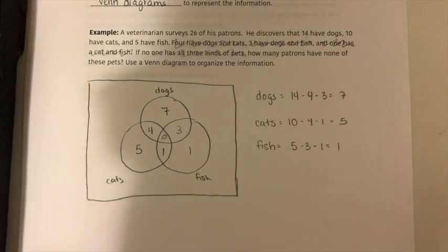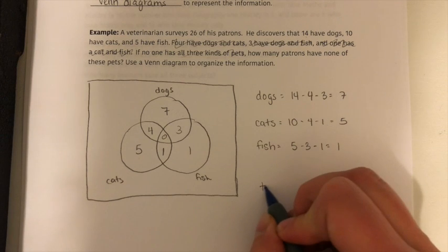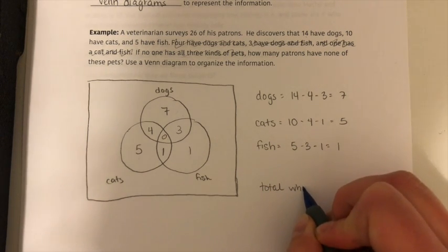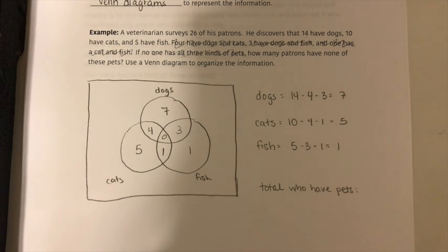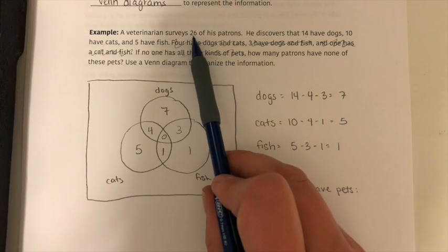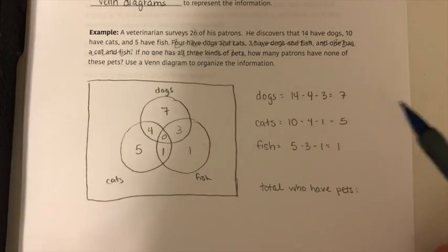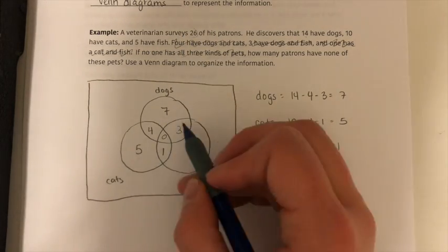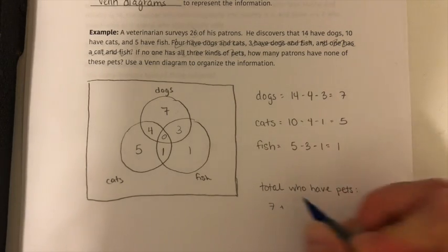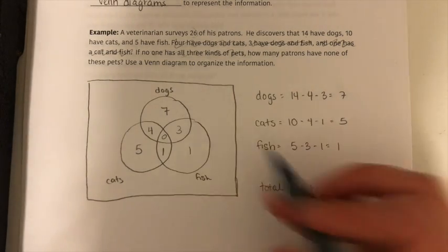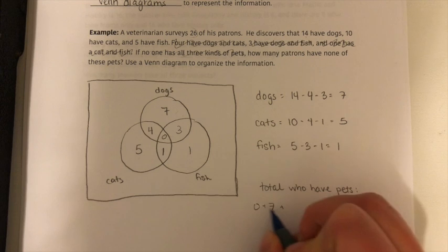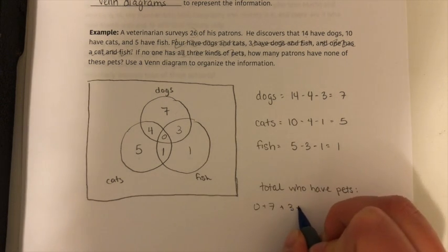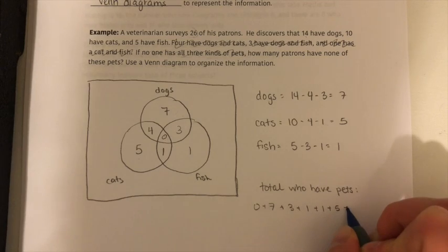Okay. So we're going to figure out the total who have pets. And that'll tell us how many of the people surveyed have pets. And then the remainder of that 26 is going to be the people who don't have any pets. So we're just going to add up all of the numbers in our Venn diagram. So 7 plus, and I like to just go clockwise around, or I would start in the middle usually, but since that's a 0, we can even write that. So 0 plus 7 plus 3 plus 1 plus 1 plus 5 plus 4.